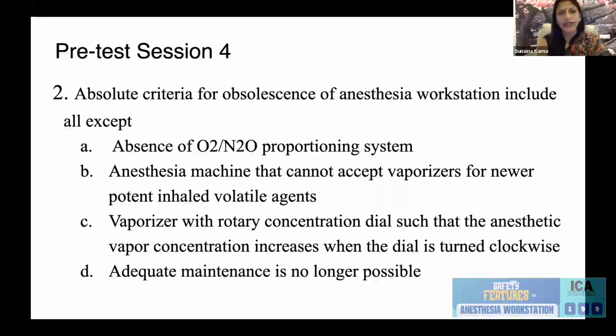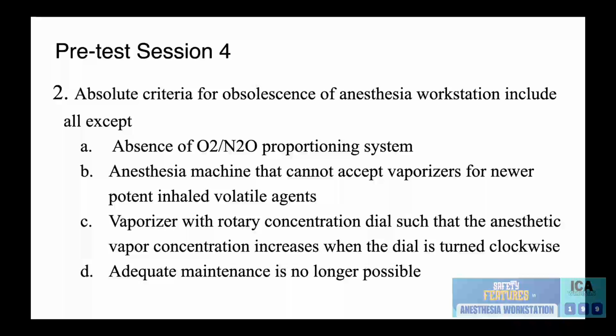So the third question is: relative criteria for obsolescence of anesthesia workstation include all except. This is a single choice question. Absence of vaporizer interlock device; inability to isolate the adjustable pressure limiting valve during mechanical ventilation; absence of anti-disconnection device at the fresh gas outlet; and the last option is oxygen flow control knob that has finer serrations and is smaller than the other flow control knobs. And the time is over.